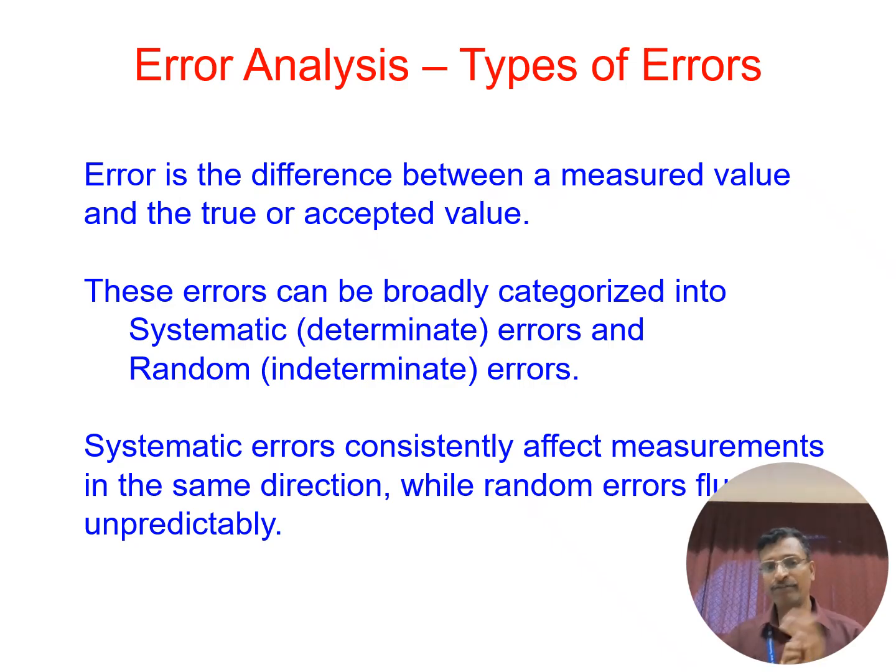Say for example, if you are finding out the assay of any substance, your result is 99.5. The original result is 99.9. So the error is 0.4. So the real value minus the observed value, that is error. Okay, so the error can be classified into 2 different types.